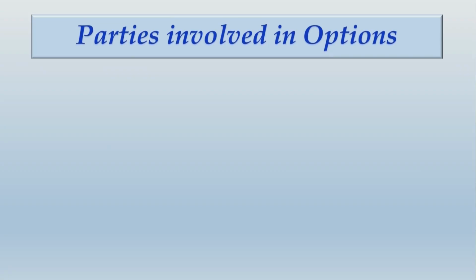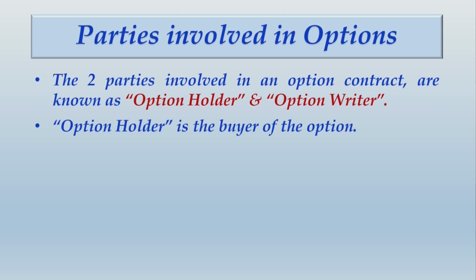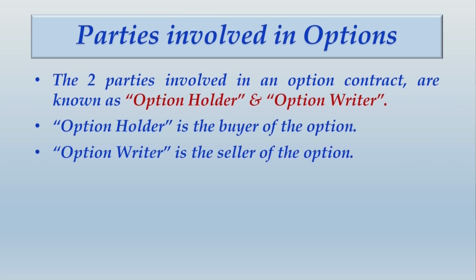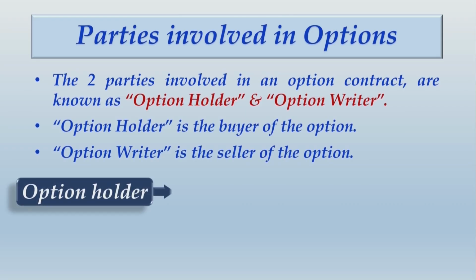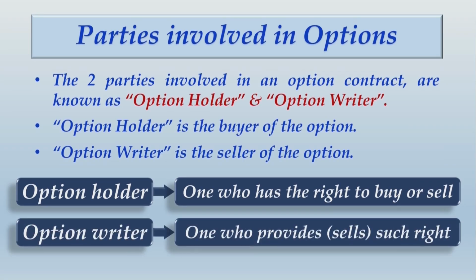Parties involved in options. So we have already discussed this point as well. The two parties involved in an option contract are known as option holder and option writer. Option holder is the buyer of the option and option writer is the seller of the option. So option holder, one who has the right to buy or sell. Option writer, one who provides or sells such right. So I have explained to you this whole thing already. You just need to take note of this. So write it down and then I move ahead. Alright friends, once you have completed writing this whole thing, let us move ahead and continue further.